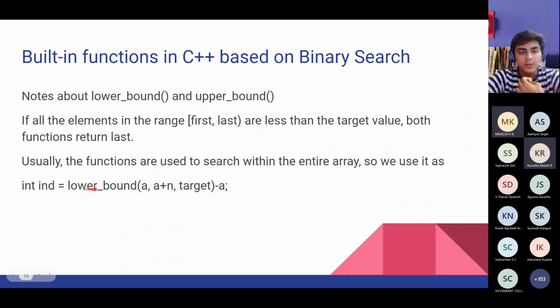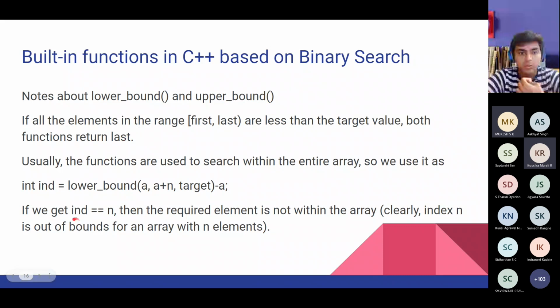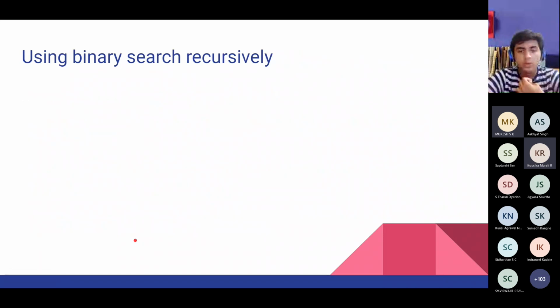int index equal to lower bound of A plus n, target, minus A. Again, A plus n won't be included. So if we somehow get index equal to n, then the required element is not within the array. Clearly the index n is out of bounds for an array with n elements. So that's what we end up with.